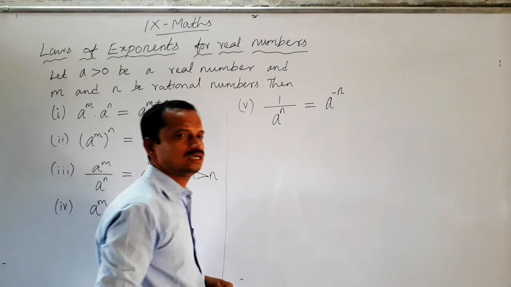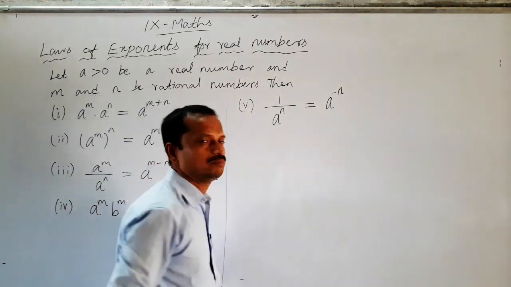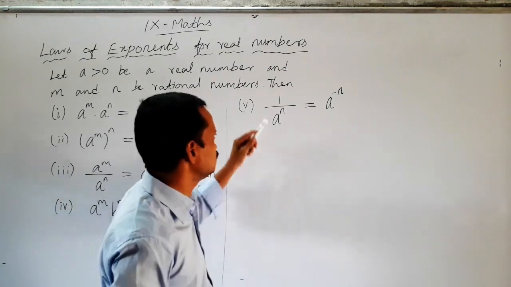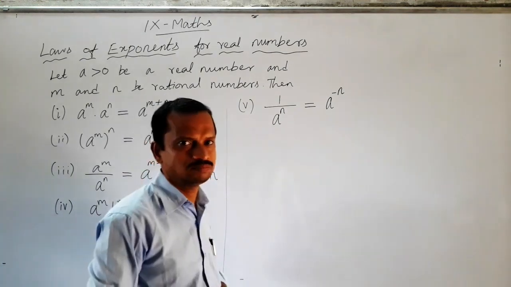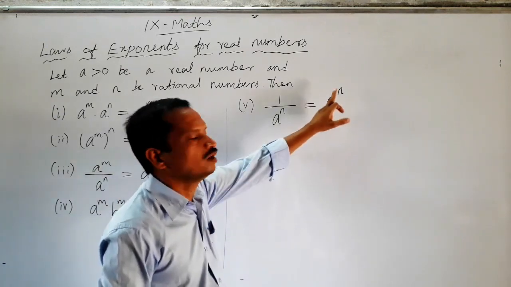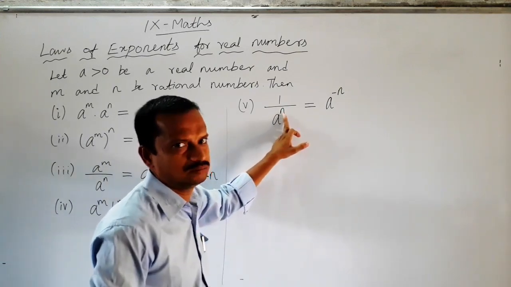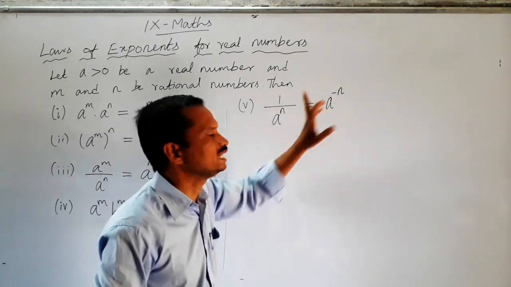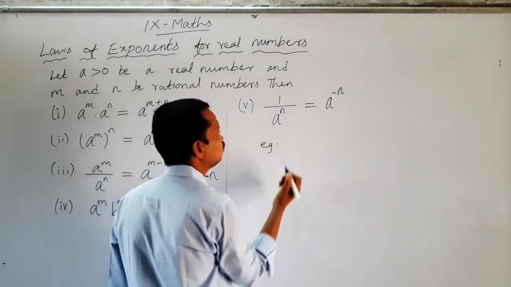When you change the sign of the exponent, a power minus n means the reciprocal, 1 by a power n. That is the reciprocal form. So 1 by a power n becomes a power minus n. Observe carefully that the sign of the exponent gets changed. You can take an example for this.